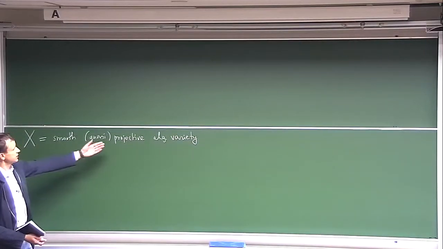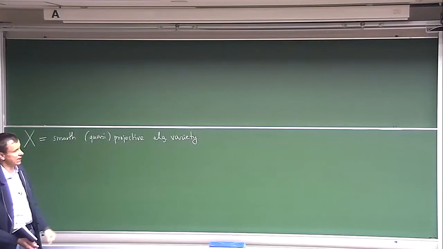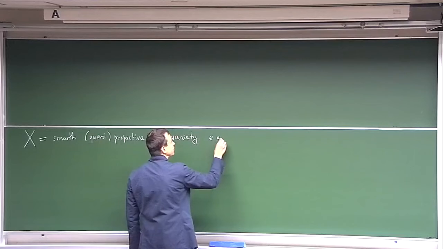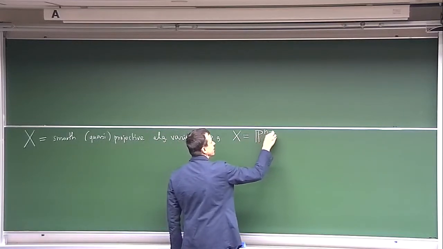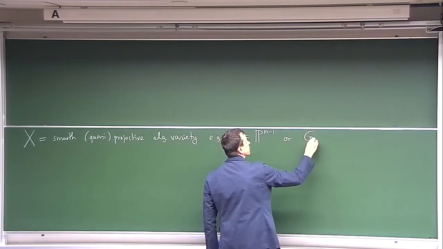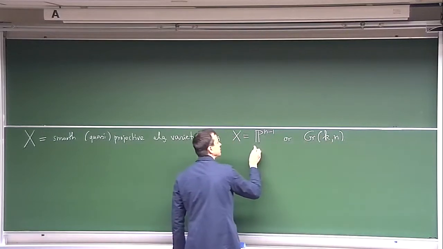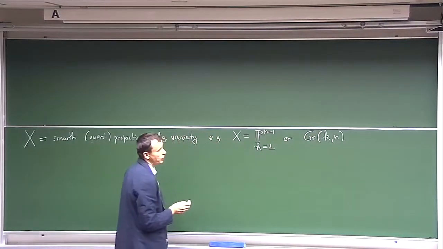So projective means it's closed in the projective space. Quasi-projective means an open subset of such. So e.g. for today, we'll only look at projective space itself or the Grassmannian, this projective space being the case of the Grassmannian with k equals 1.